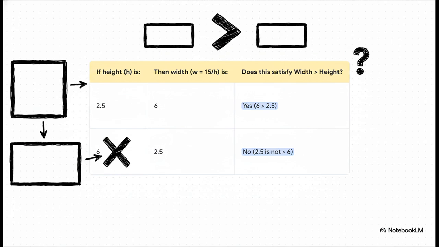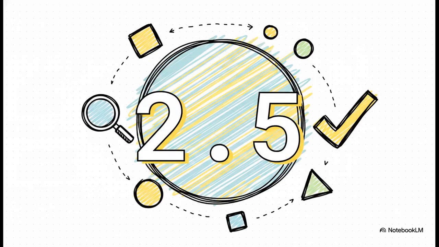So let's test our two options. Scenario 1, if the height, h, is 2.5, then the width, which is 15 divided by h, must be 6. Is 6 greater than 2.5? Yes, it absolutely is, so that one works. Now, scenario 2. If the height is 6, then the width is 2.5. Is 2.5 greater than 6? No way, so that solution is impossible. And just like that, the puzzle is solved. The only possible value for the height that works with every single piece of information in the question is 2.5.